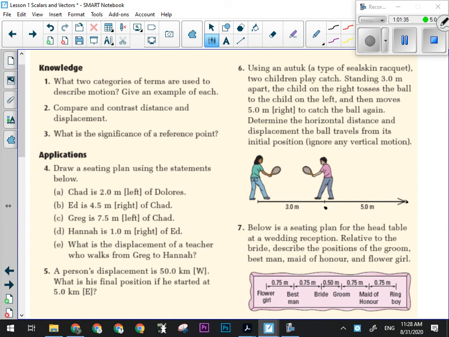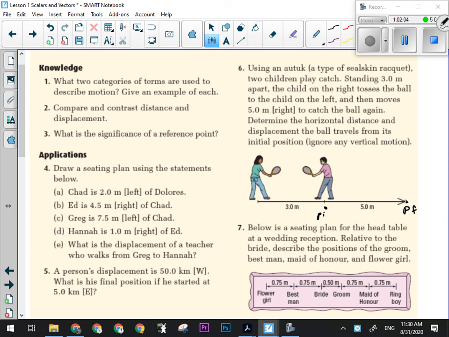Okay, I'll give you a couple minutes there. So what's our displacement of the ball? Remember that in this question, the ball starts here and ends over here. So what's my total displacement? 5 meters to the right. This is where it started, this is where it ended. That's 5 meters, so it's 5 meters to the right.